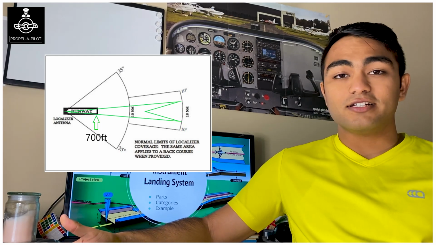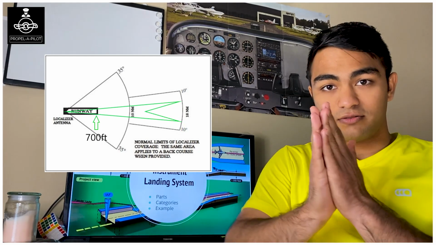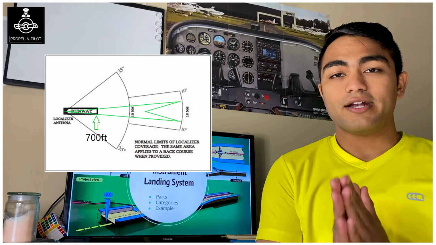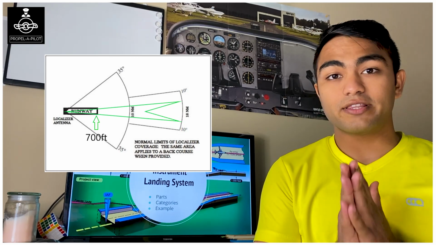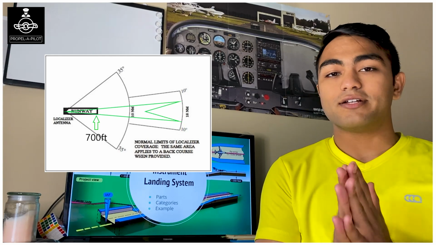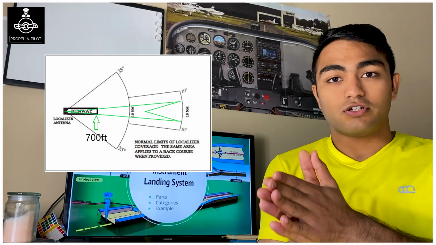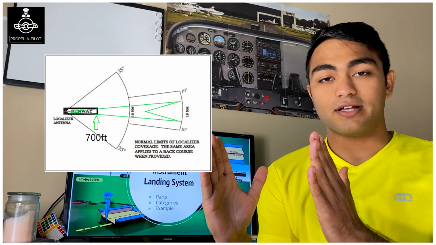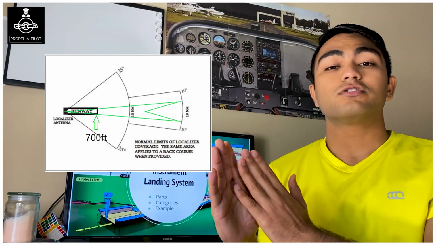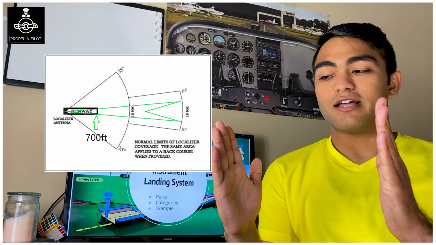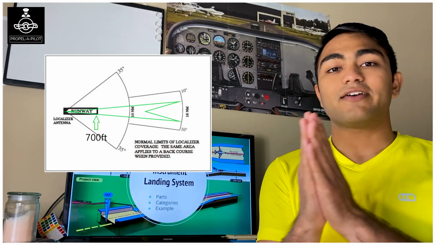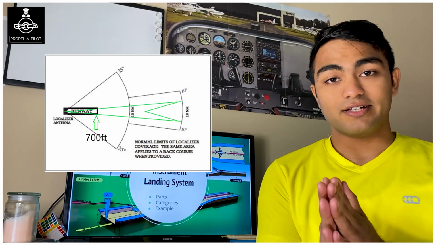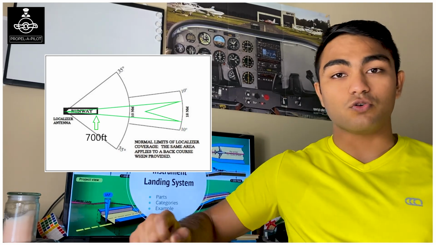The course width is adjusted between 3 to 6 degrees in order to provide 700 feet of course width at the runway threshold. What does this mean? Over the runway threshold, if you take your airplane and have a full scale left deflection and then go and have a full scale right deflection, the distance that you travel laterally is 700 feet. That is the course width. The course width is adjusted 3 to 6 degrees to get that 700 feet over the threshold.